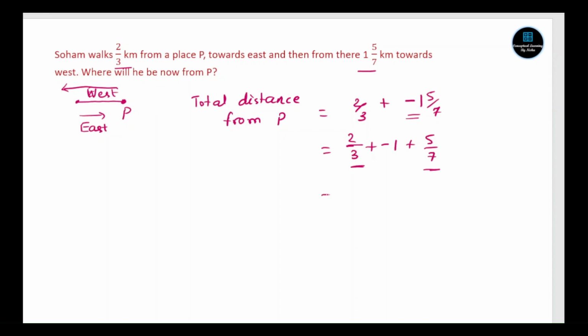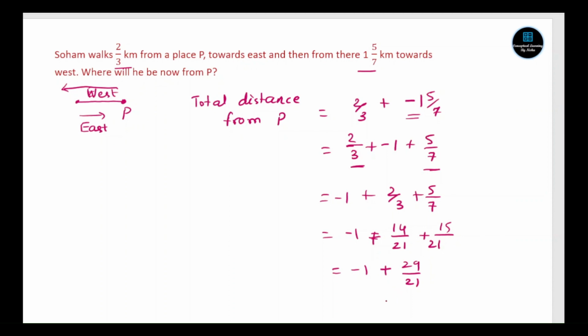So -1 as it is, and now plus 2/3 plus 5/7. Now the LCM is 21 here for these two. So this is 21. I multiply it by 7, so 7 twos are 14, plus multiplied by 3 to get 21, so 15. If I add them, what do we get? 15 and 14, so we'll get 29/21.